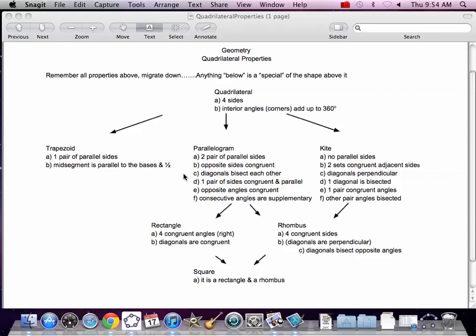We can cut things in half. One pair of sides is congruent and parallel. Yeah, I got to make one set parallel and make sure they're the same size. Okay. Opposite angles congruent. We can make opposite angles, not that hard. It's lining them up, which is the hard part.